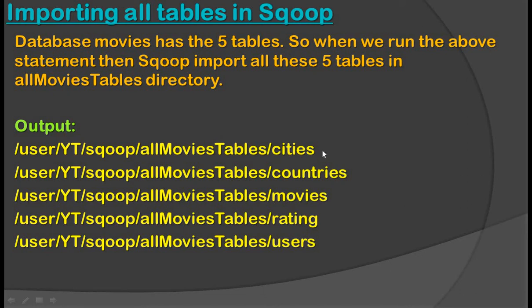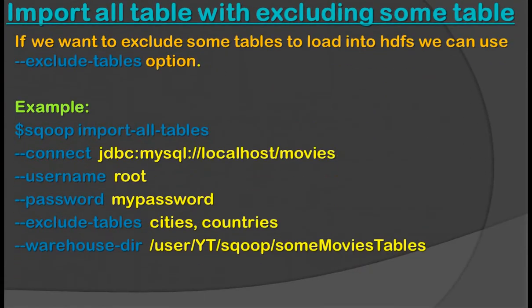We can see the cities table, the countries table, the movie, rating and users tables, and we know that this is the warehouse directory, and in this warehouse directory we can import all these tables. So by using the import-all-tables command, we can import all the tables of a database. So now let's see the next point.